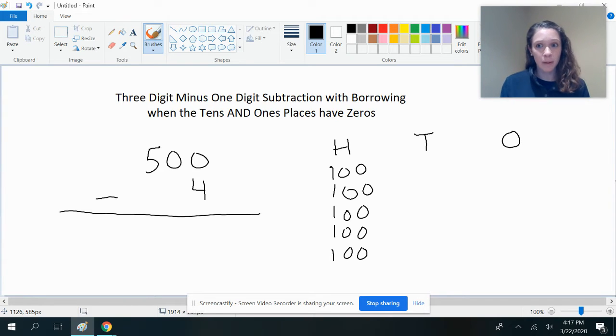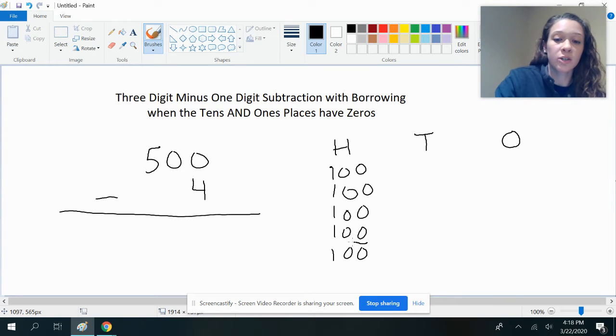Remember, our goal is to get numbers in the ones place so that I can have enough to take away 4. But you need to have numbers in the tens place in order to borrow for the ones place. So we're going to take it one place value at a time. Remember, you can't jump place values. You're going to start with the hundreds, jump to the tens, and then once you have tens, then you can borrow for the ones. So we'll start just by borrowing 100 into the tens.